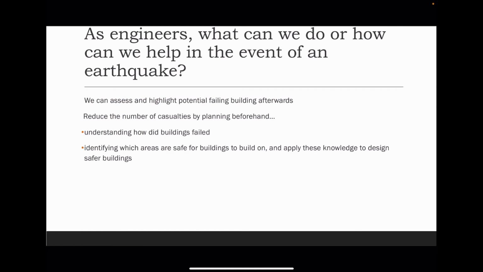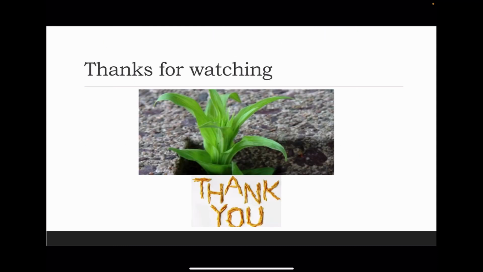And now we're going to conclude what we can do in the event of an earthquake. The greatest support we can give is to reduce the number of casualties by designing buildings with higher earthquake resistance. To do this, we need to have a better understanding of how buildings fail, what we can do to improve the ductility, as well as identifying which areas are safe to build on, and applying this knowledge to aid our design. Thank you for your attention.